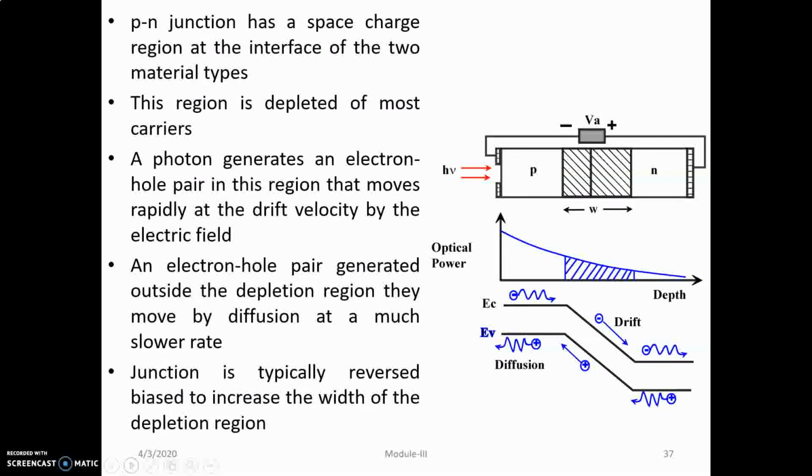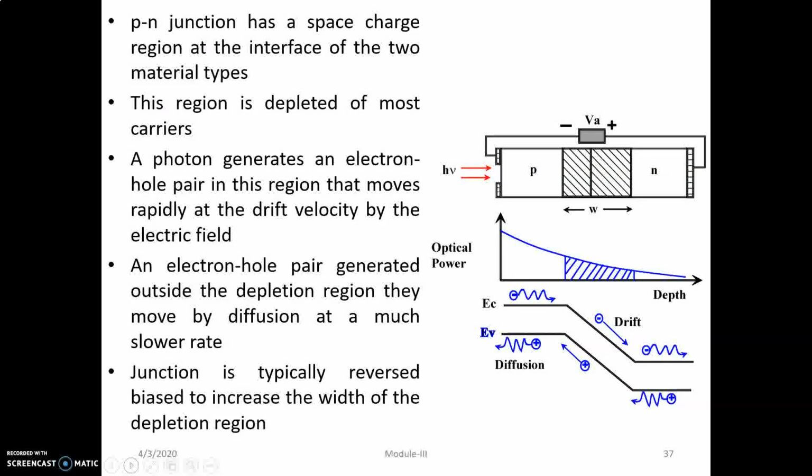The PN junction has a space charge region at the interface of the two material types, as you can see in the image. This region is depleted of most carriers. A photon generates an electron hole pair in this region that moves rapidly at the drift velocity due to the electric field. An electron hole pair generated outside the depletion region moves by diffusion at a much slower rate.